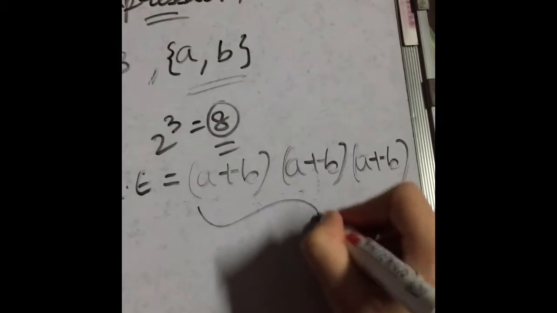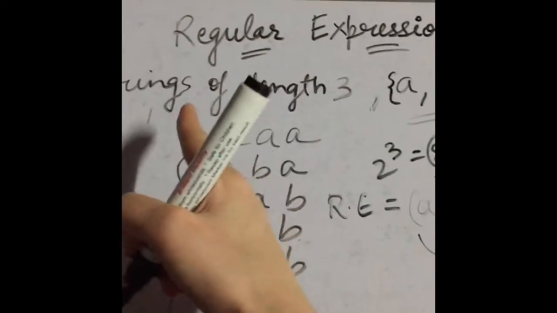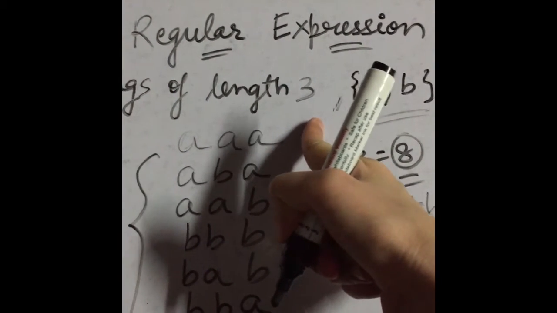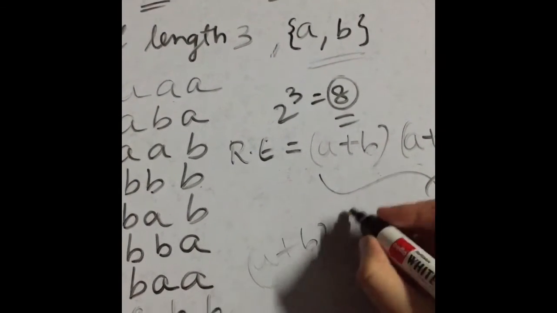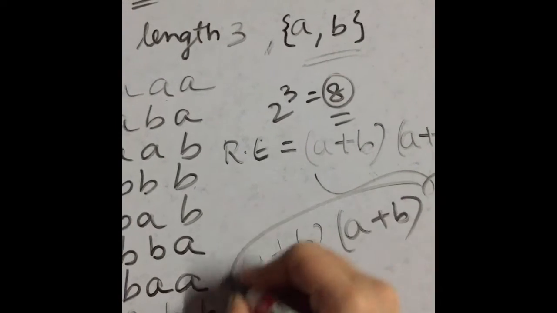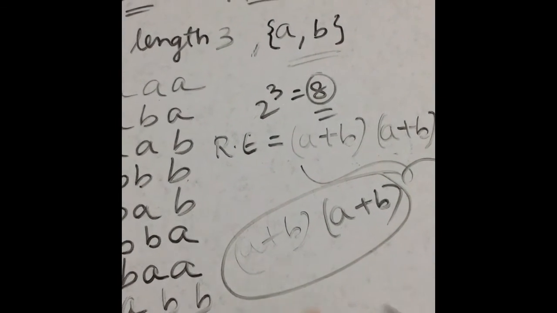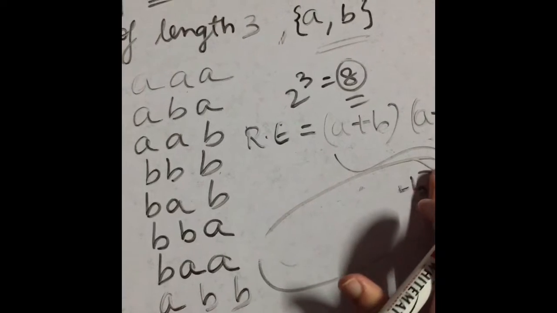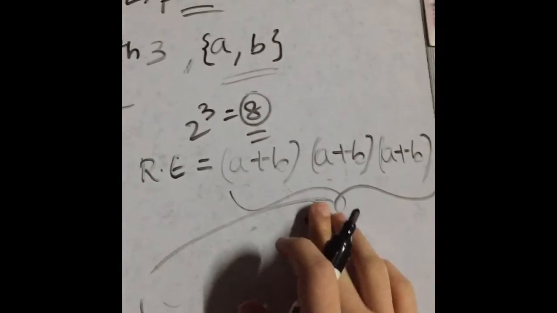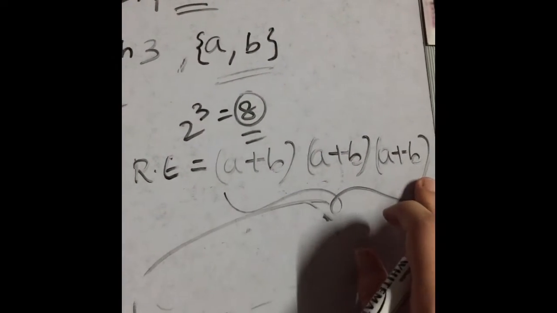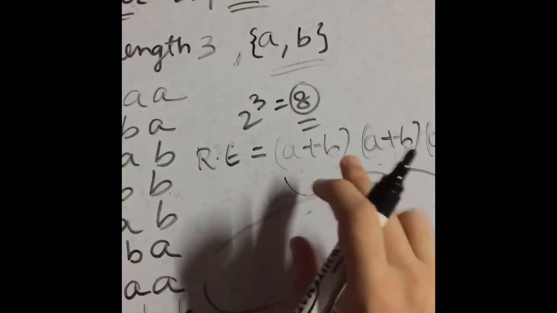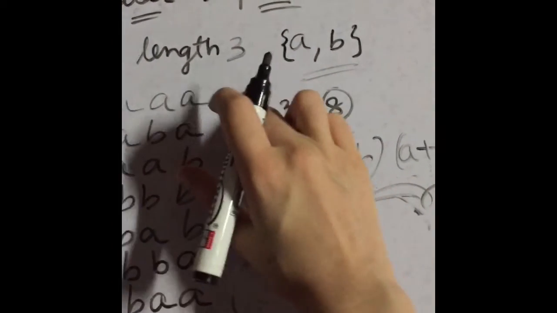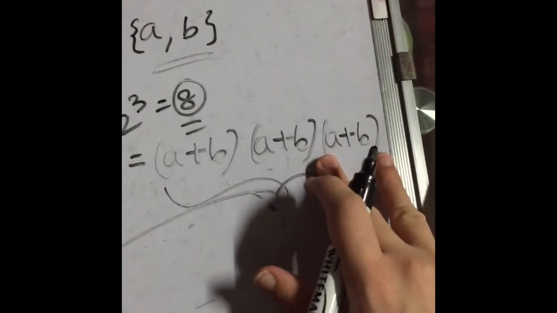So you see, when strings of length 2 were given in the previous question, your regular expression is (A plus B) and again (A plus B). And when the strings of length 3 are given, the regular expression is nothing but (A plus B) three times. So it depends on the length. If the length is 2, there are 2 (a plus b)'s. If the length is 3, there are 3 (a plus b)'s.